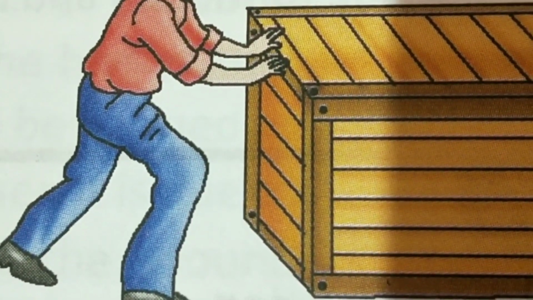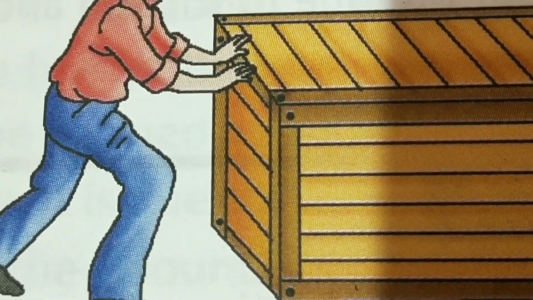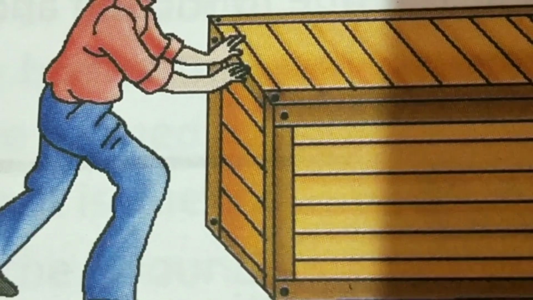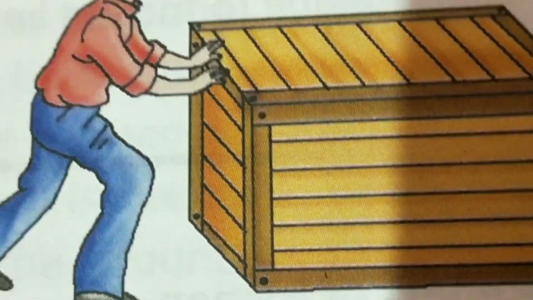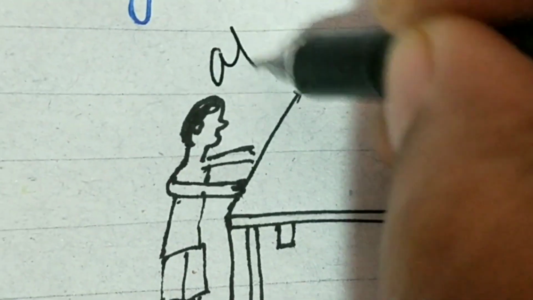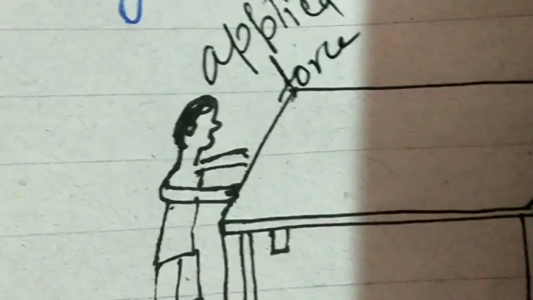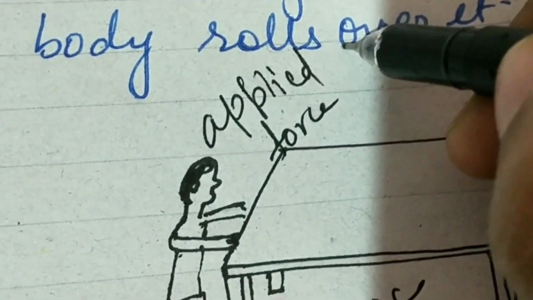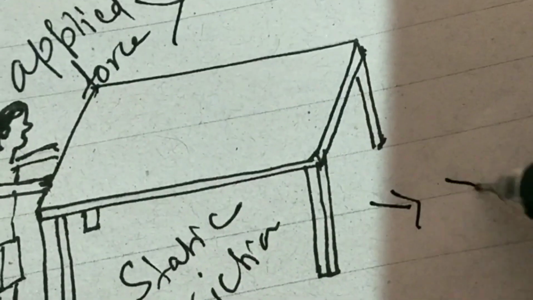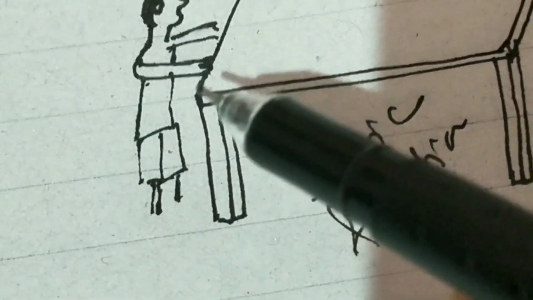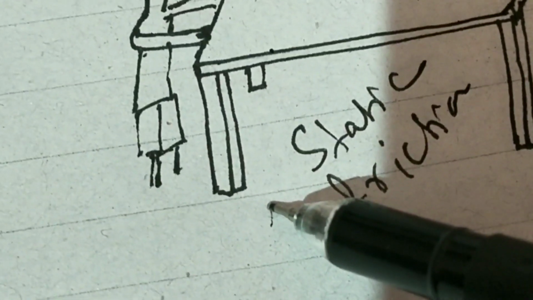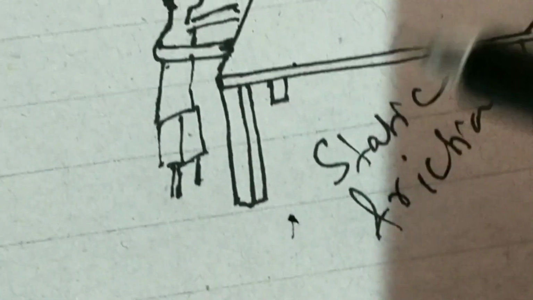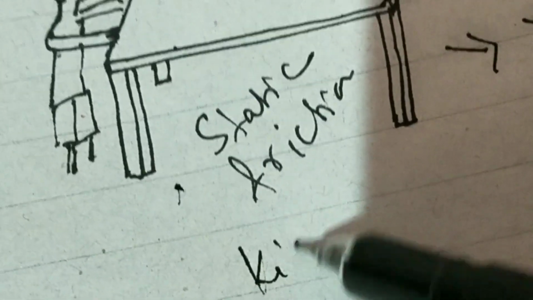So if you gradually increase the force, then what will happen? The force of friction will increase also. Then what will happen after some time? If you further apply more force, there will be a certain time when the applied force is more than this static friction. Okay, so when that is more than the static friction, the box will start moving. Now this friction which exists between these two bodies, the box and the ground, is now called kinetic friction.